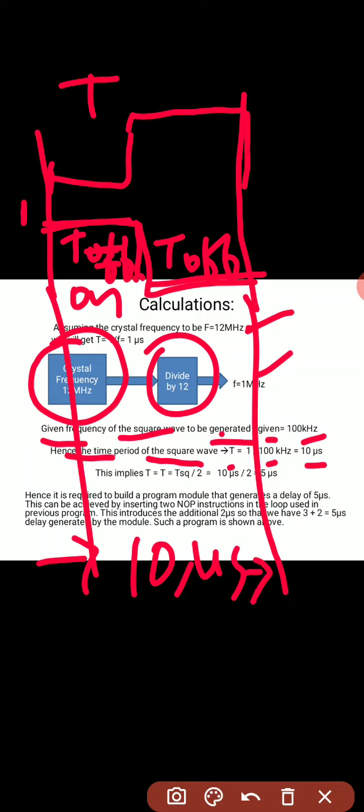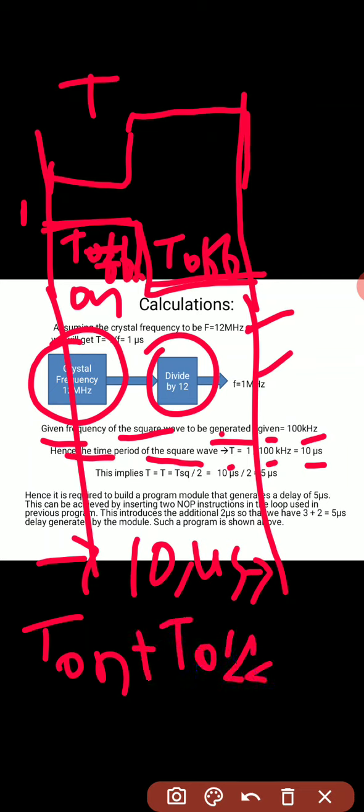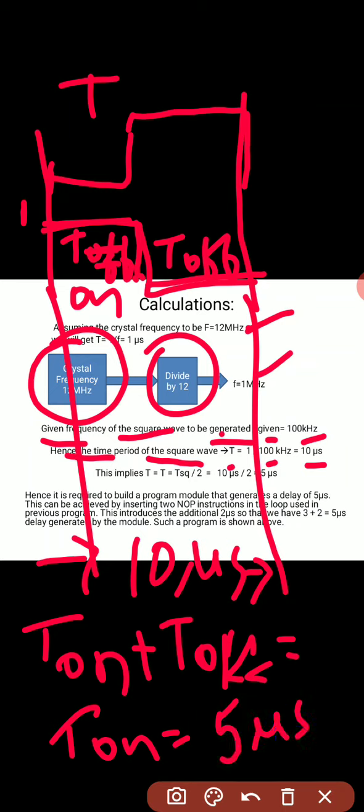Now if I calculate what T on is and what T off is, let us assume it's a square wave, that means T on is equal to T off. So T on, or T off, is equal to 5 microsecond. Just divide 10 microsecond by 2, then we will get the time for T on as well as for T off. That means we need to write a program to generate a delay of 5 microsecond, right?